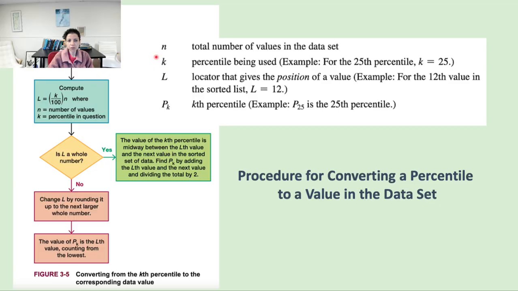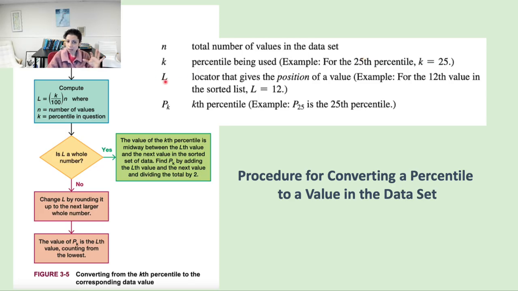But before we walk through it, we have to define some of the notation. So n, we know, is the total number of values in the data set. In this example, k is the percentile being used. So if we're looking for the 33rd percentile, k is 33. If we're looking for the 25th percentile, k is 25.